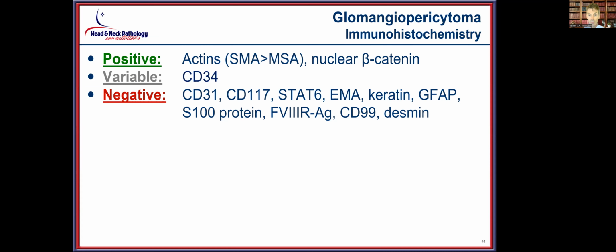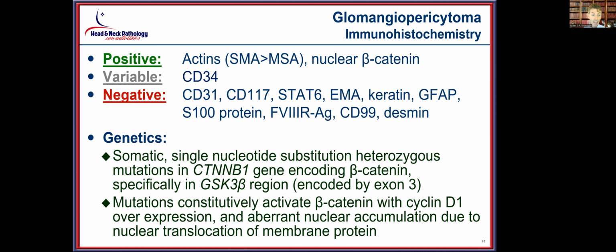However, the actins are going to be positive. There's a strong nuclear beta-catenin, and you may have variability with the CD34. The reason why I say that is it's very specifically related to which particular antibody you use as to whether the CD34 is positive or negative. Generally, it is negative if you're using the Q-bend monoclonal antibody.